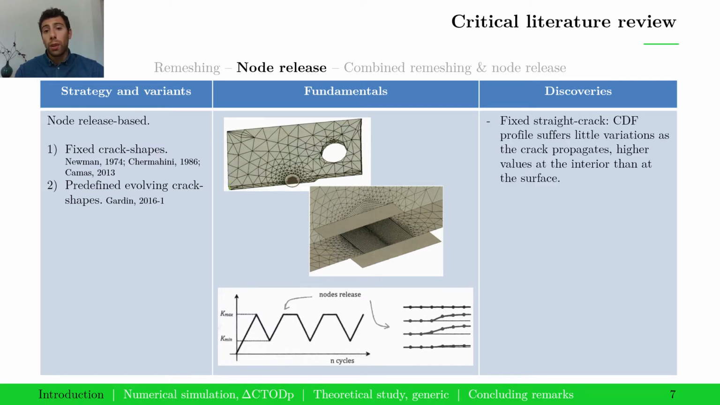The trends reported depend on the assumptions on crack shape. For example, for a growing straight crack, the crack driving force profile is kept almost constant as the crack grows, with higher values at the interior than at the surface. For evolving predefined shapes, delta K effective is claimed to tend to iso distributions, although some fluctuations are still observed at the end.